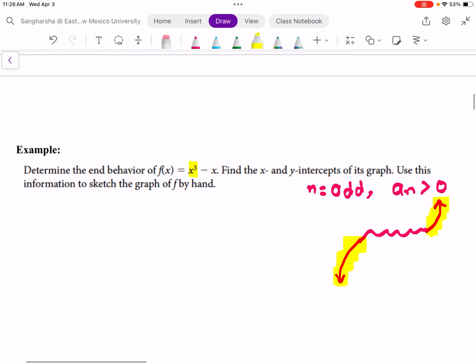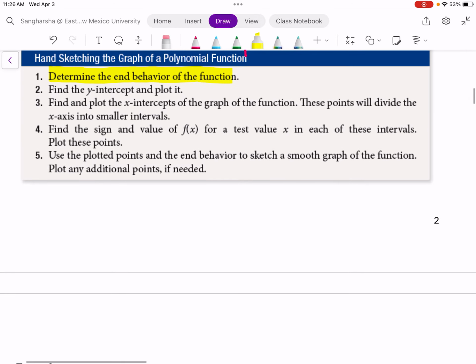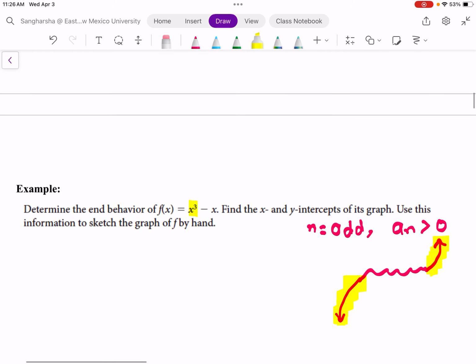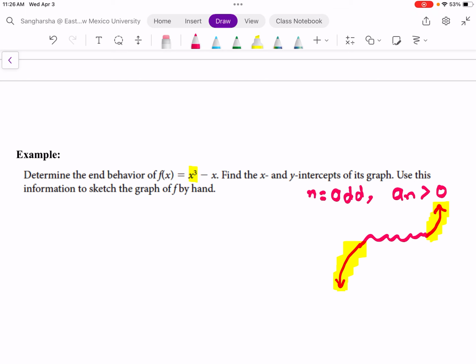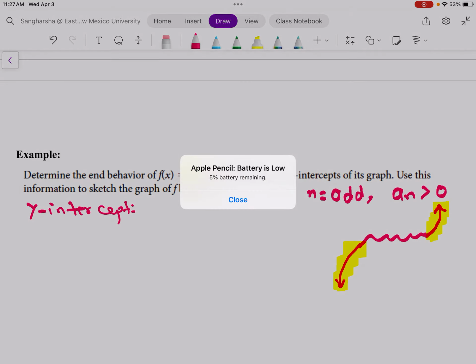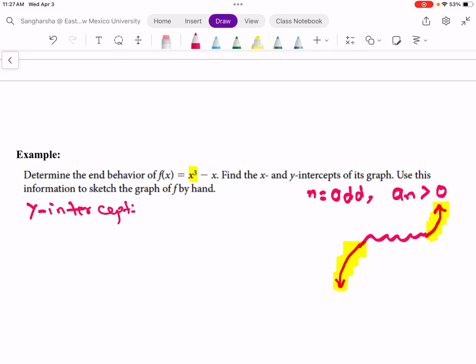Next step, we find the y-intercept and plot it, and we find the x-intercepts of the function. Now let's find the y-intercept for this function. What does it mean by finding the y-intercept? We are looking for the y value when x equals 0. For the y-intercept, every time you substitute x equals 0, so f of 0 equals 0 cubed minus 0, which is 0. So our y-intercept is 0, 0. It means the graph crosses the y-axis at this point, so we need this point to plot here.